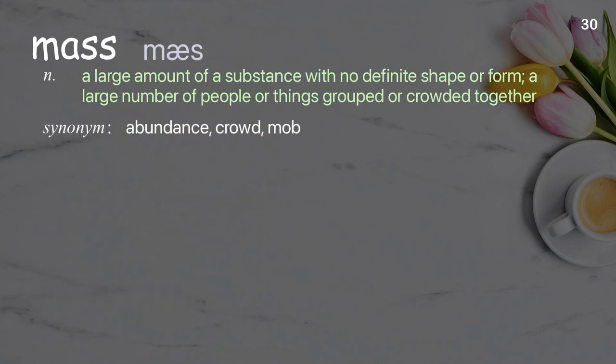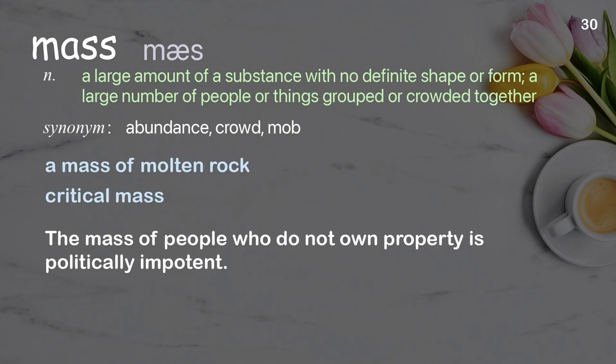Mass. A large amount of a substance, with no definite shape or form, a large number of people or things grouped or crowded together. Examples: a mass of molten rock. Critical mass. The mass of people who do not own property is politically impotent.